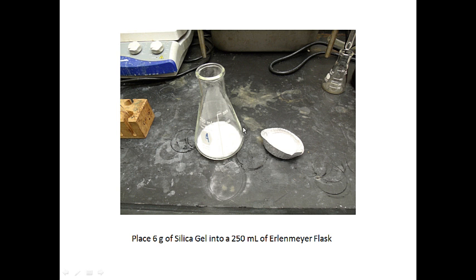So first step is to pack the column with silica gel. So you're going to weigh 6 grams of silica gel out into an aluminum dish and then place that inside of a 250 milliliter Erlenmeyer flask. Make sure that the Erlenmeyer flask is clean and dry before you put the silica gel into it.